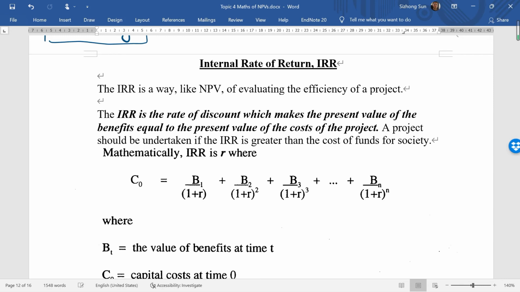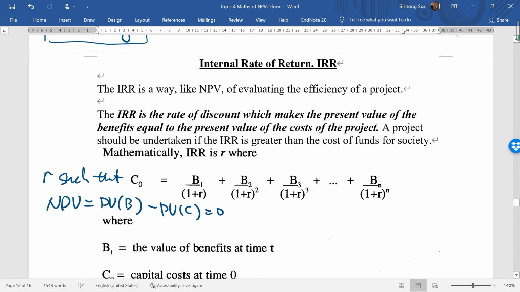So, not surprisingly, there might exist a particular discount rate such that the NPV, which is the present value of benefits minus the present value of costs, is zero. For this particular discount rate, we call it the internal rate of return. So IRR is the discount rate which makes the present value of the benefits equal to the present value of the costs of the project.